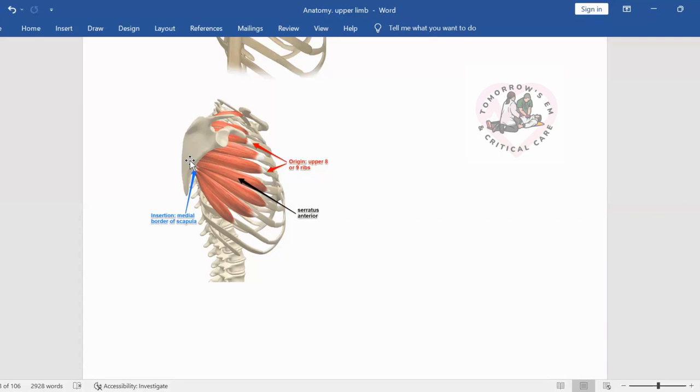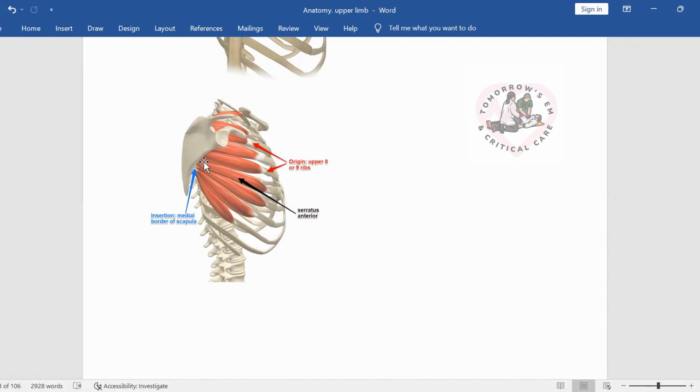Nerve supply: long thoracic nerve, root value C5, C6, C7, from the roots of the brachial plexus. It runs along the surface of the muscle, lying in very close proximity to it.